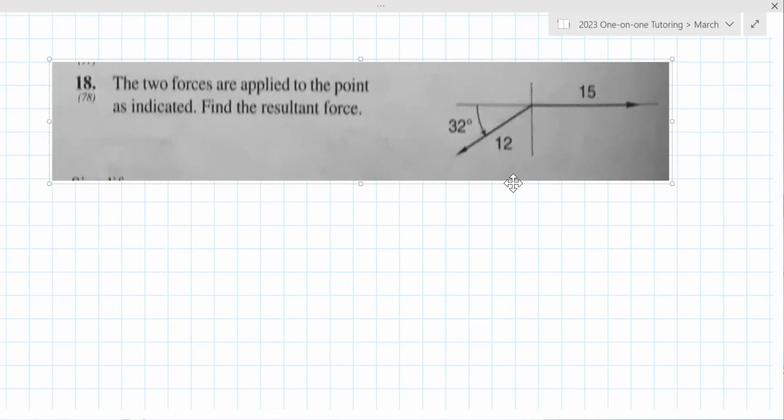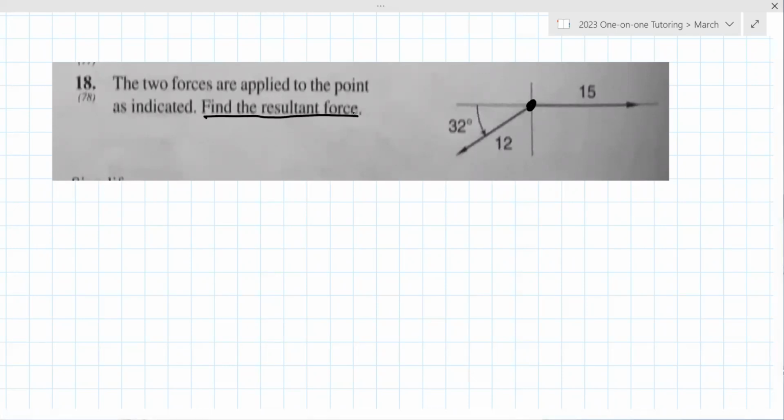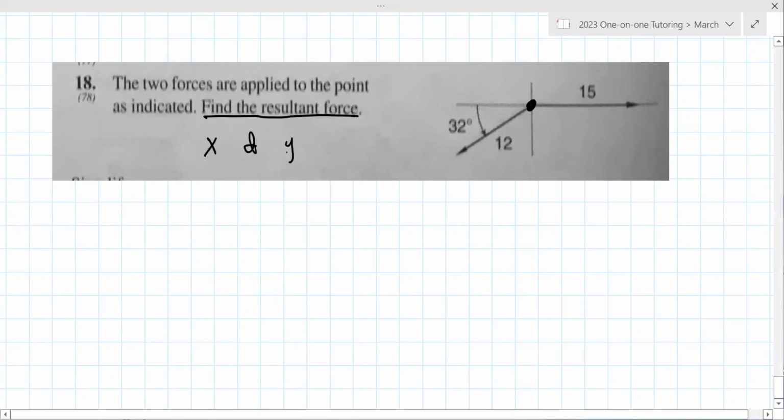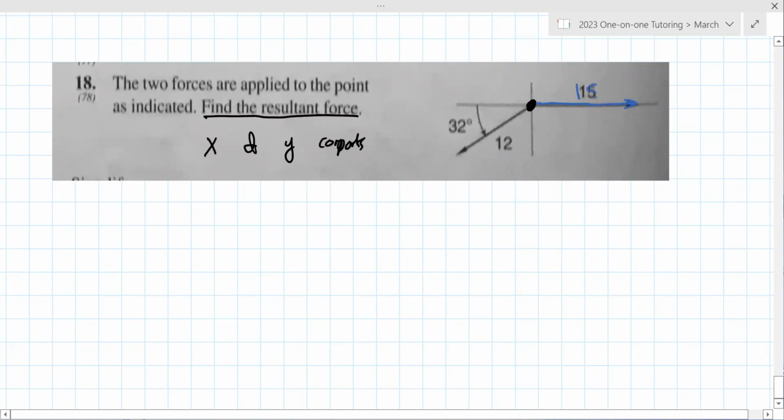The two forces are applied to the point as indicated. So that's the point there. And they want you to find the resultant force. The general strategy here is to break apart each force into its x and y components. The one on the right here, the blue one, and we'll make a big X here, is 15 in the X direction, and there's nothing in the Y.